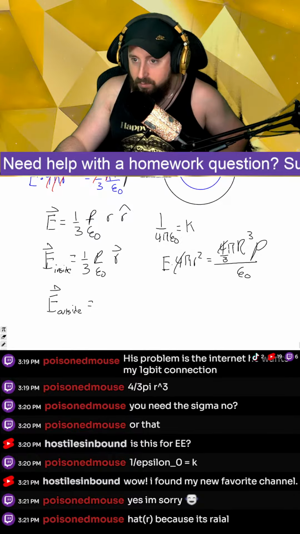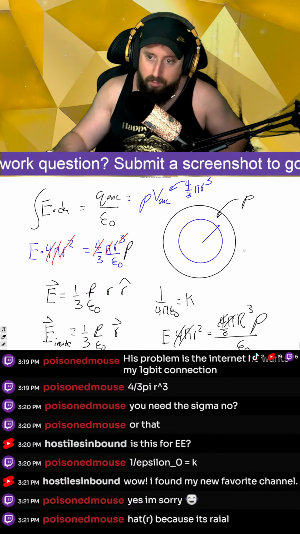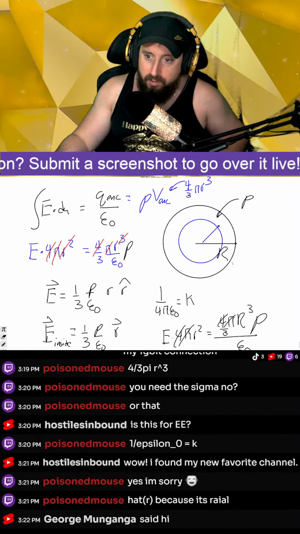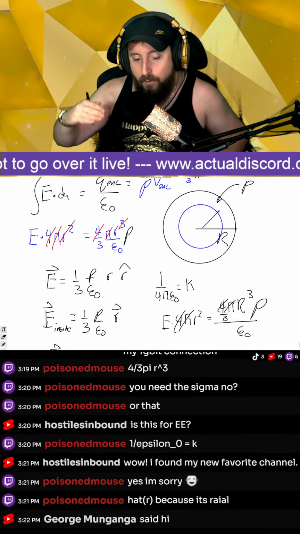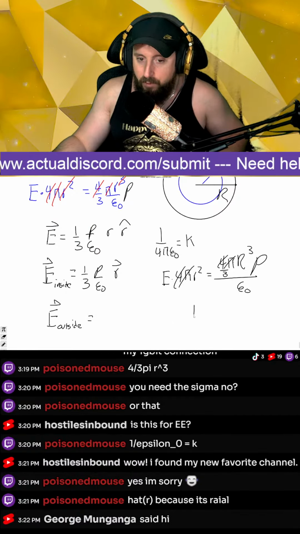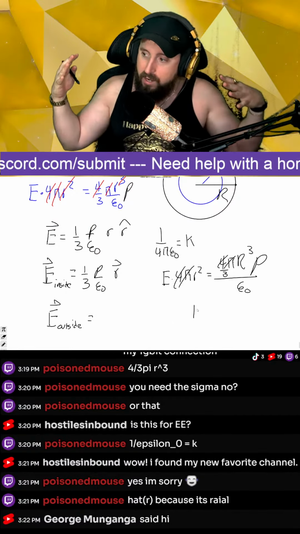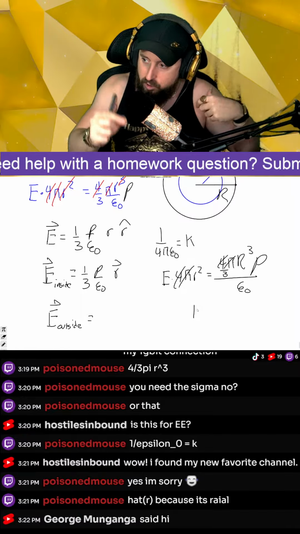So yeah, the 4 pi's will cancel out again, but these will not. These are two different R's. Big R refers to the radius of the whole thing, and little r is how far away you are. And the cool thing is this is literally the electric field for a point charge. So once you're outside a sphere, you can reduce that sphere to a single point of charge.